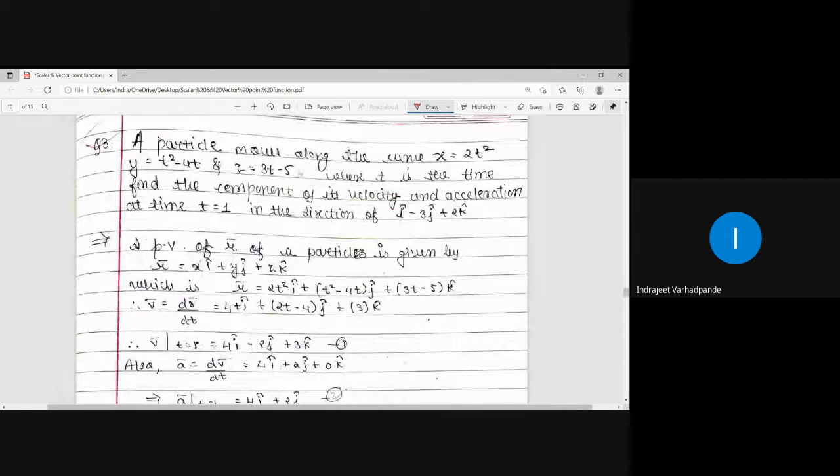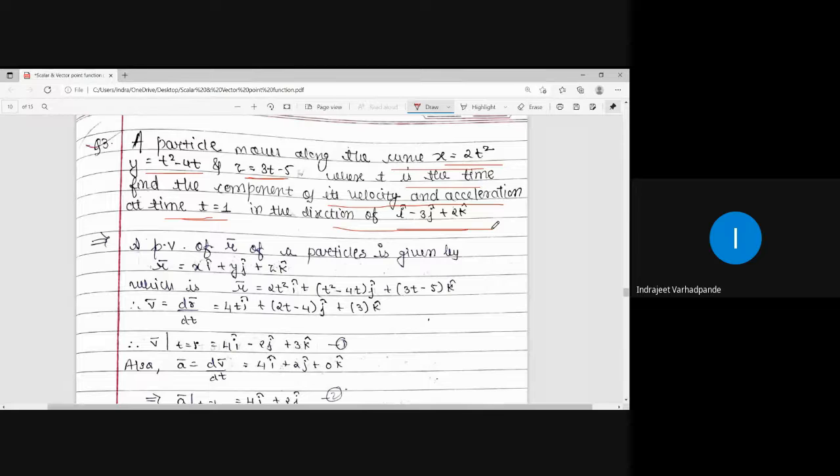The next problem wherein we are provided with the values. A particle moves along the curve x is equal to 2t square, y is equal to t square minus 4t, and z is equal to 3t minus 5, where t is the time, the parameter. Find the component of its velocity and acceleration at time t equal to 1 in the direction of i cap minus 3 j cap plus 2 k cap, or you can call it as i bar minus 3 j bar plus 2 k bar, right?